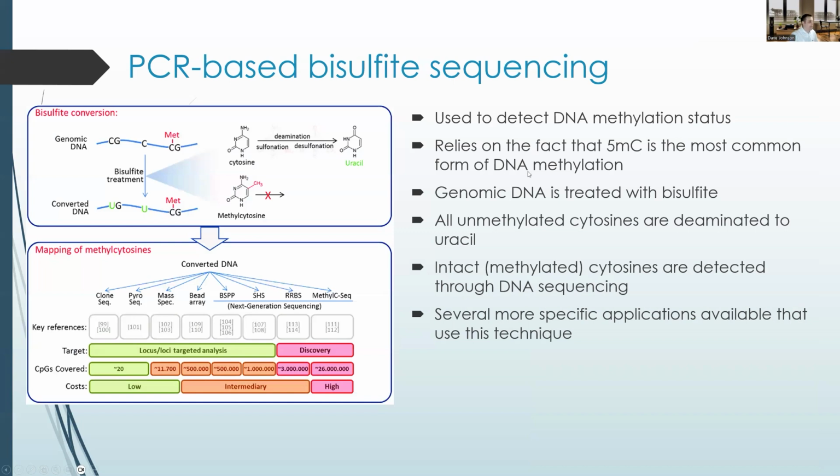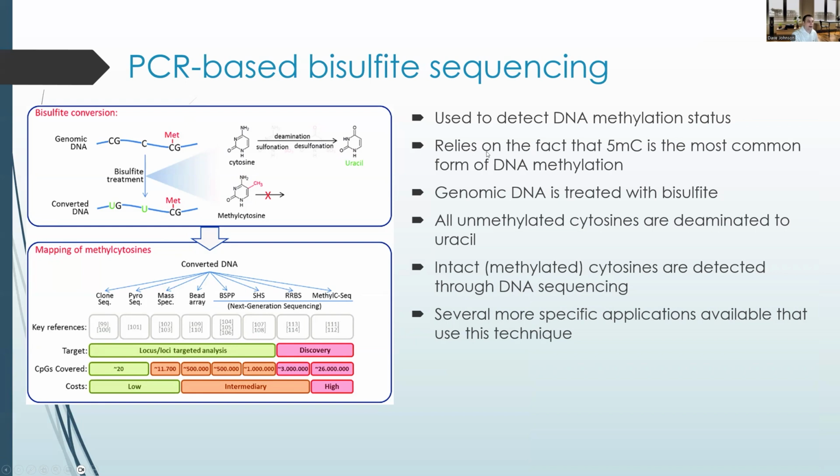Which parts of the DNA are methylated? The way we typically do this is called PCR-based bisulfite sequencing, and this is another great example. You can see here all of these different techniques: clone sequencing, pyrosequencing, mass spec, bead array, all these different things. These all fall under what you do after you do the bisulfite treatment.